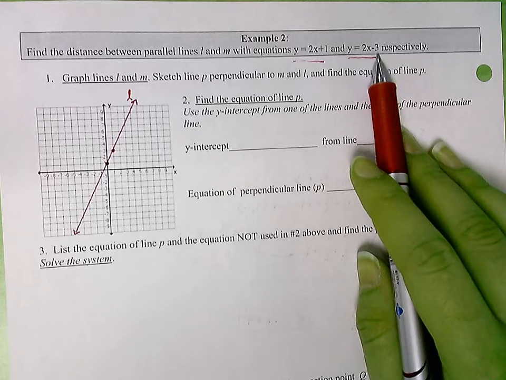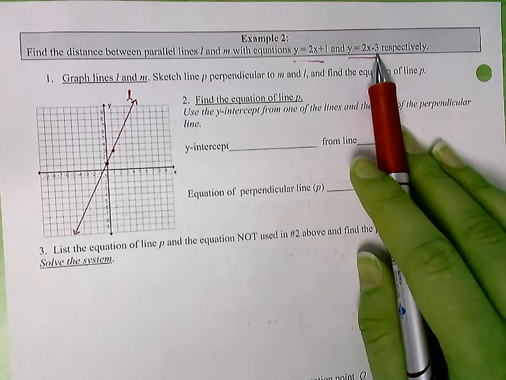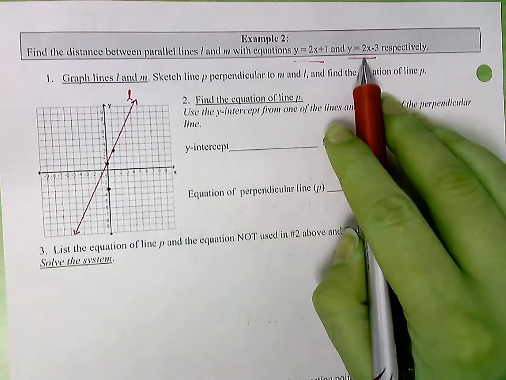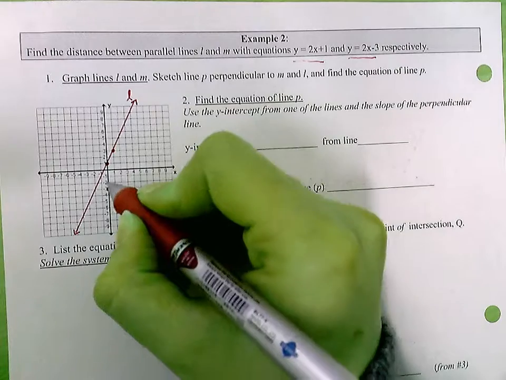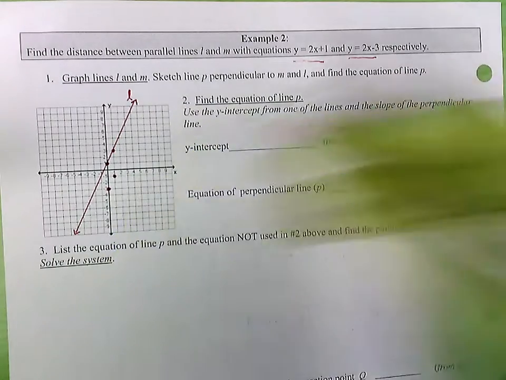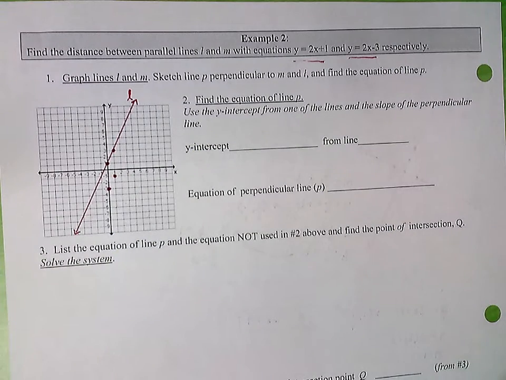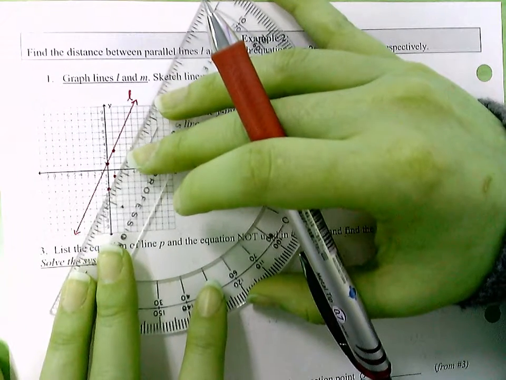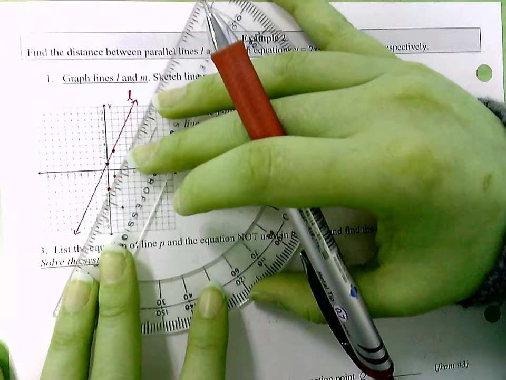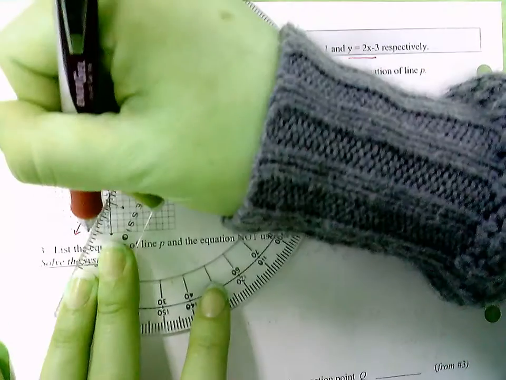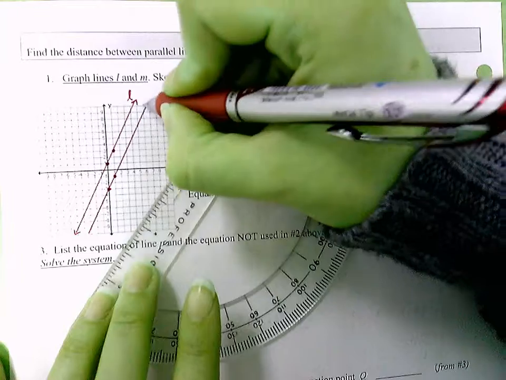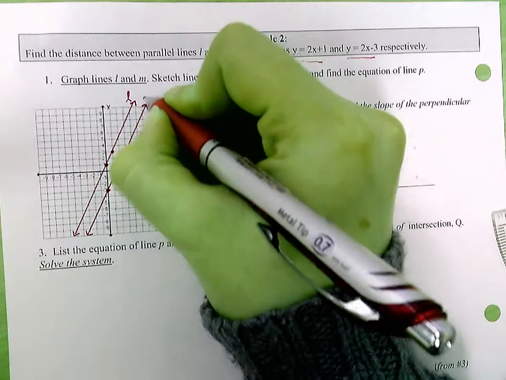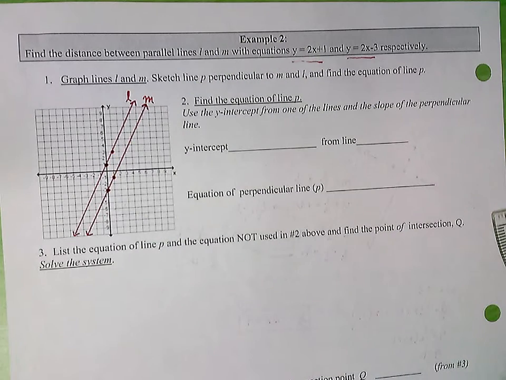Again, using the y-intercept, it is -3. And then the slope is 2. You're going to go up 2, right 1 from that point. And again, connect those 2 points. Okay, and they should look parallel. This line is line M.